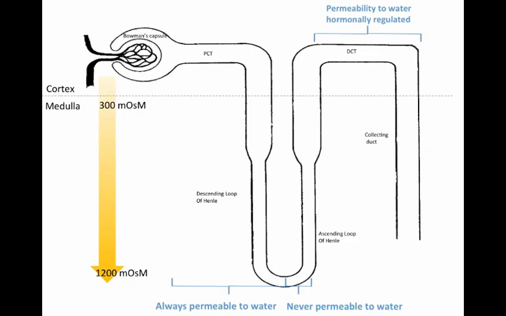Now, the collecting duct in particular, and at least part of the distal tubule, have their water permeability regulated by hormones. We'll come back later and talk about the hormonal regulation of what a lot of books refer to as the distal nephron. Sometimes they lump the distal convoluted tubule and the collecting duct together and call it the distal nephron.